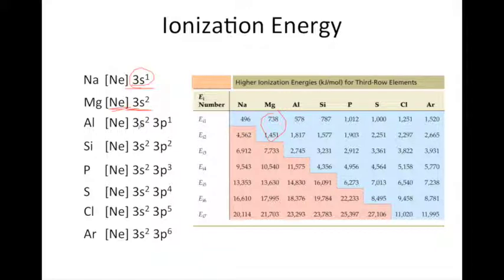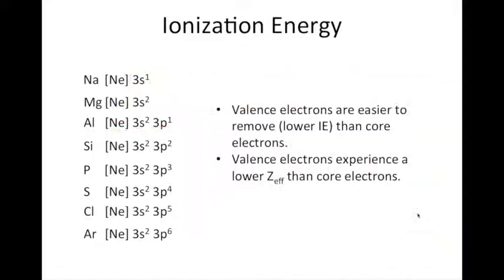And again, for aluminum, we can remove the first three electrons relatively easy. They don't require too much energy because they're valence electrons and they experience a relatively weak effective nuclear charge. After that, the fourth through seventh ionization energies for aluminum, we would be removing core electrons, which experience a very large increase in the effective nuclear charge. And you can see that trend on down. So be sure that you can explain that trend in terms of effective nuclear charge.